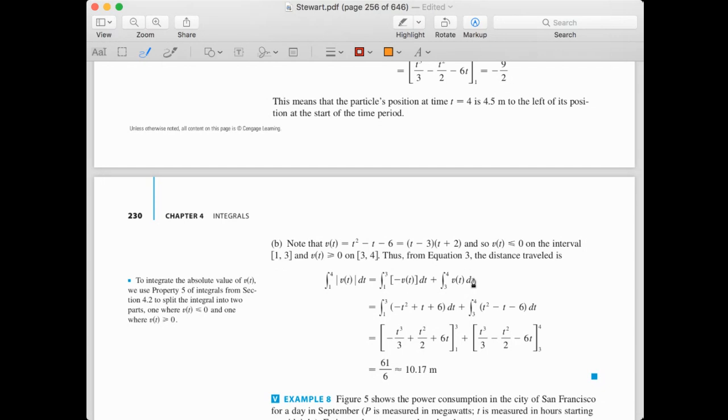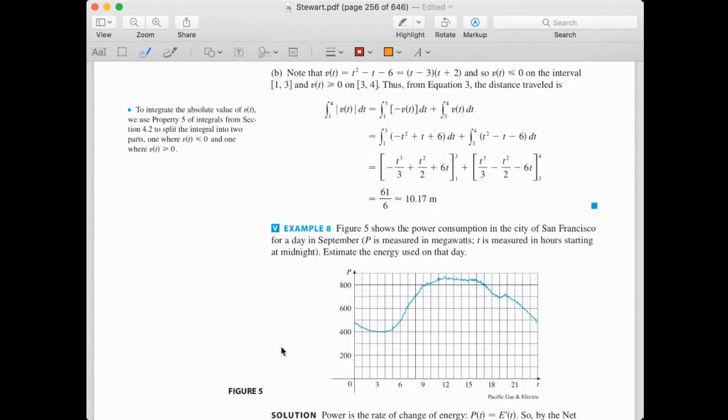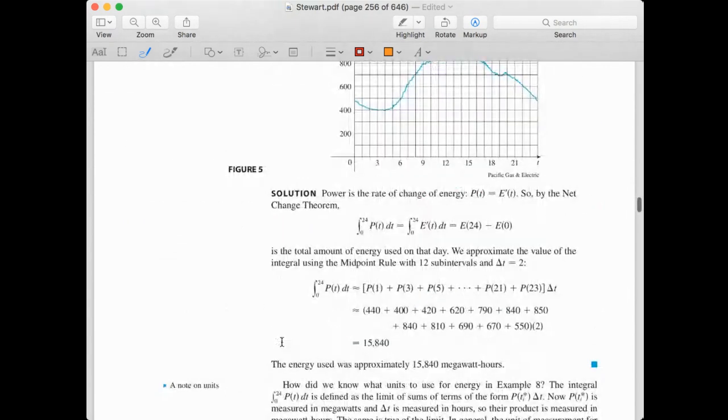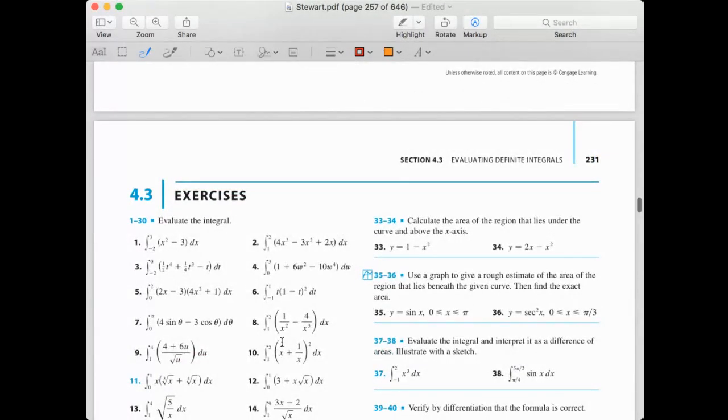So we split into two intervals. From 1 to 3, because v of t is negative, we take an absolute value, so we have to have negative of the negative. From 3 to 4 is positive, so we evaluate this piece. Because both pieces are positive, now we can add them. So we get 61/6. Right, that's how we use it in applications. Let's see more. Oh, there's no more. Okay, basically just using antiderivative skills.